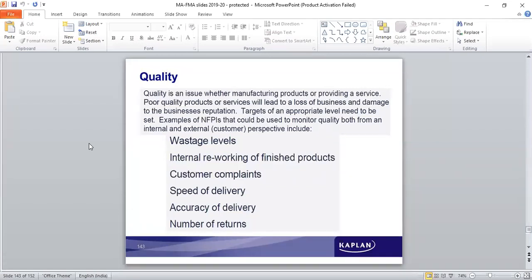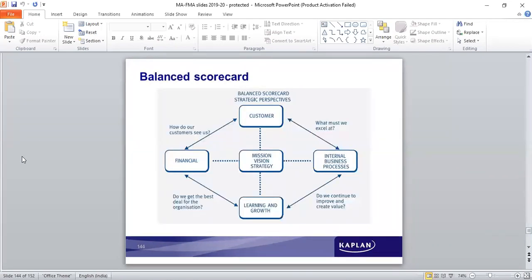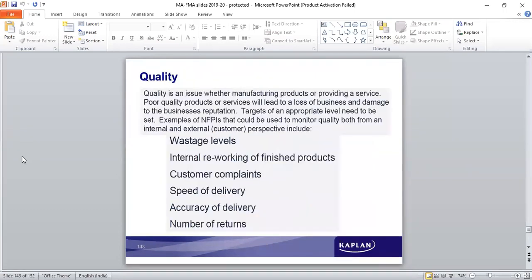Then we see taking care of the employees, their skill enhancement, training to them, various aspects are to be taken into consideration. The relationship with the suppliers, customers, how it is maintained.